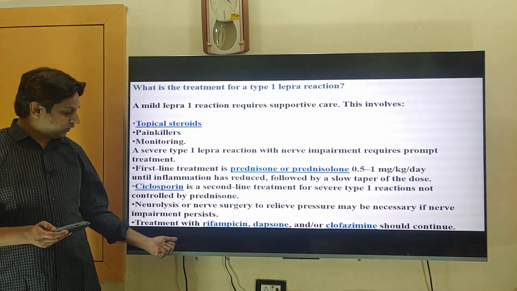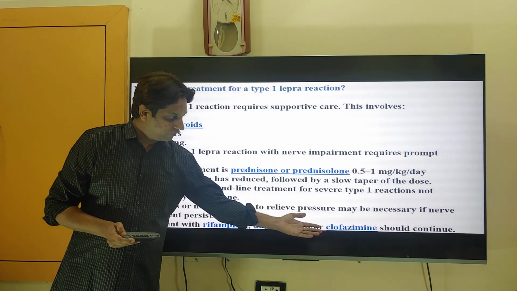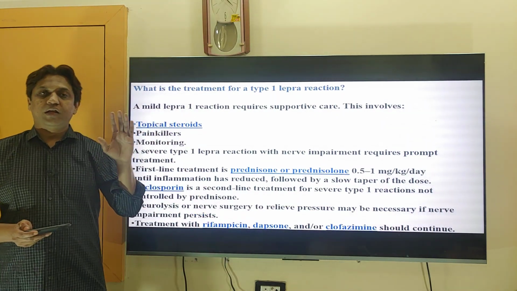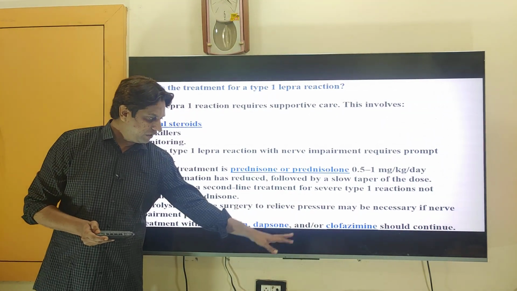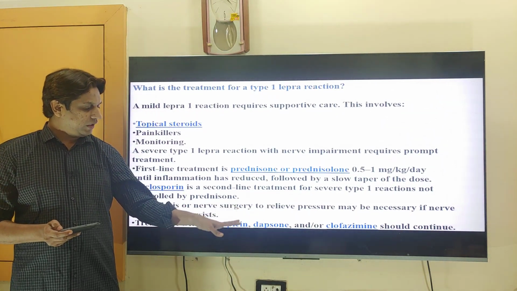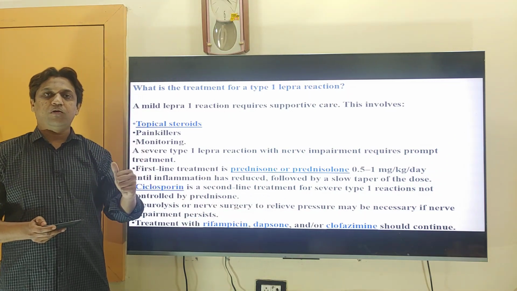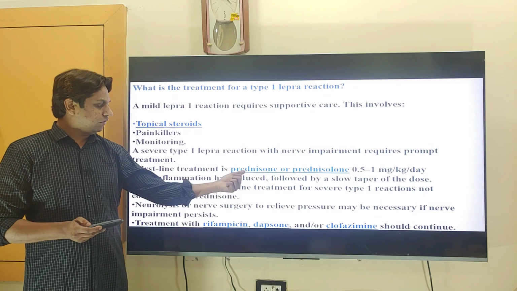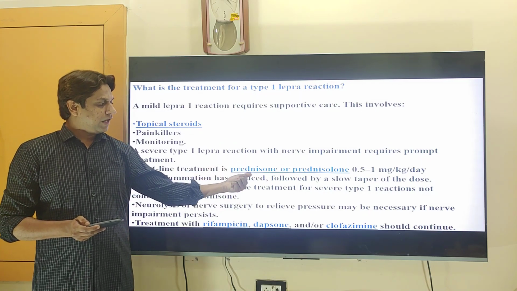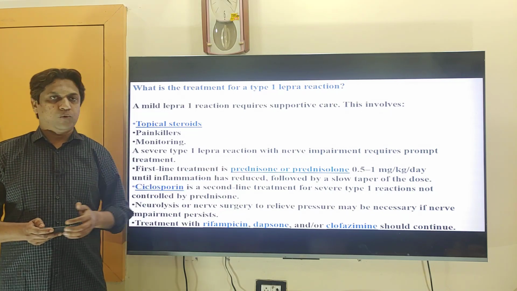And remember, the treatment with rifampicin, dapsone, and clofazimine should continue. That is, these are the anti-leprosy drugs. Okay, so generally for anti-leprosy, what we give, rifampicin, dapsone, that regimen should be continued. And in addition to this, if there is a type 1 lepra reaction, we can give steroids too.